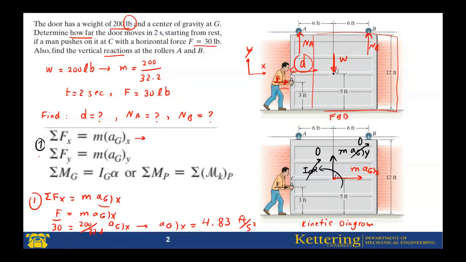The next one is this one. Summation of the forces along y equals m a_Gy. This is the force along y, mass multiplied by acceleration of the center of mass in the y direction. Left hand side, look at the free body diagram. Right hand side, look at this one.